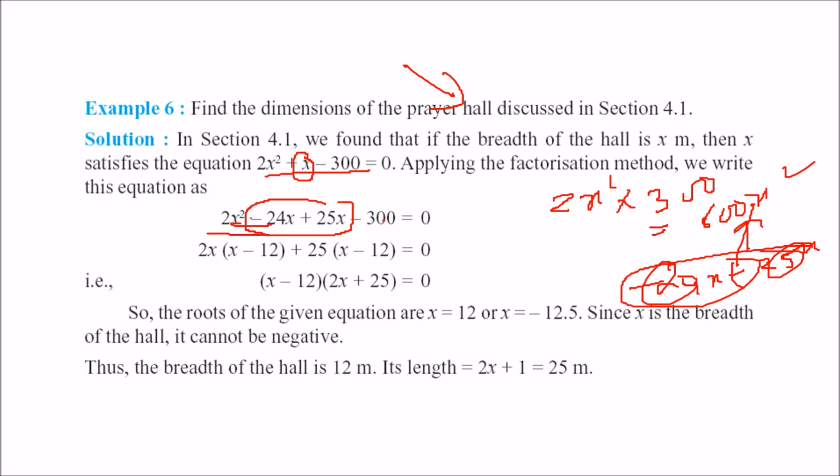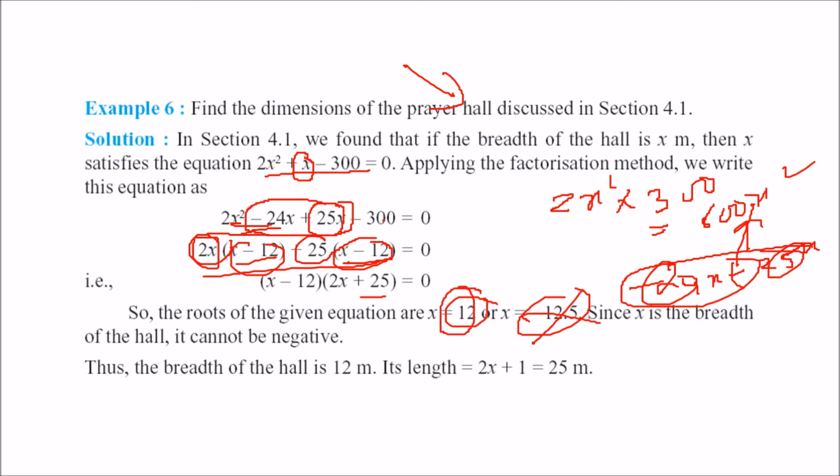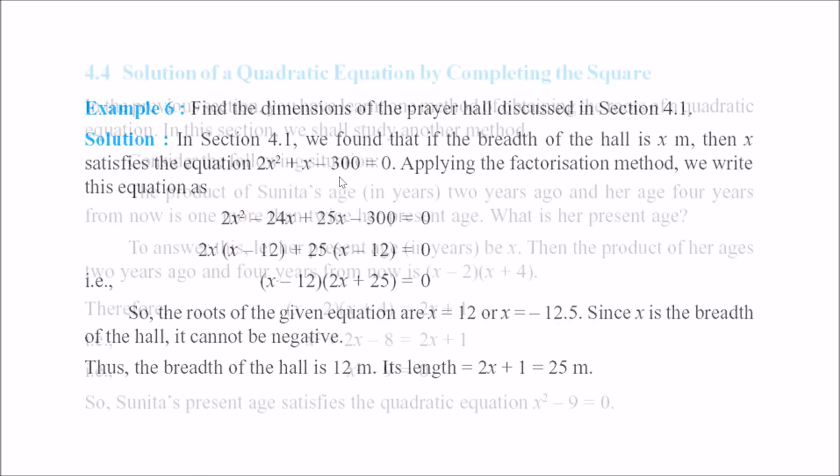So now 2x square minus 24x, you take 2x common here, you take 25 common here, x minus 12 into there. Now take x minus 12 common from the whole, you will get 2x plus 25 inside. Now equate it: x equal to 12 or x equal to minus 12.5. And we know that a dimension cannot be negative. So the breadth is 12. The length will become 2x plus 1, that is 25.